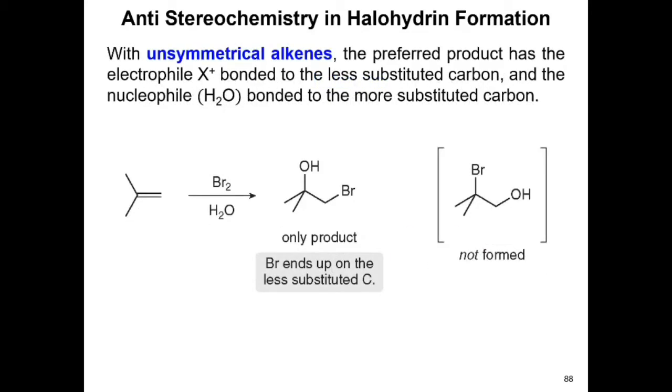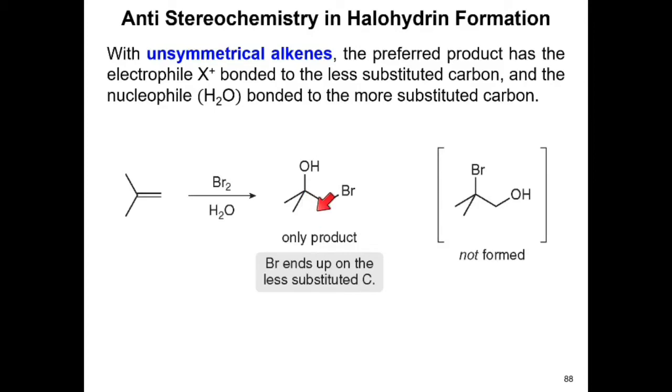So what we've seen so far is the halohydrin formation for symmetrical alkenes. But with unsymmetrical alkenes, it's a little bit different. It's different in such a way that the preferred product actually has the halogen atom bonded to the less substituted carbon, and then the nucleophile or the hydroxy group is bonded to the more substituted carbon atom. So here we have an unsymmetrical alkene undergoing an addition reaction. What we get here is a product in which the hydroxy group is bonded to the more substituted carbon atom, and the halogen atom is bonded to the less substituted carbon atom. And this is the only product that's formed by this addition reaction.